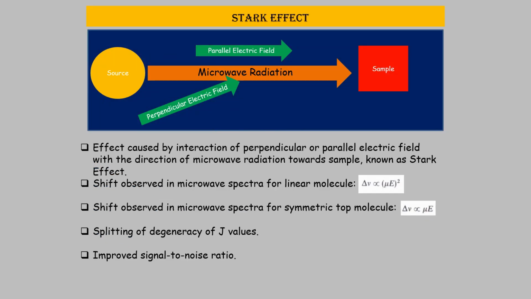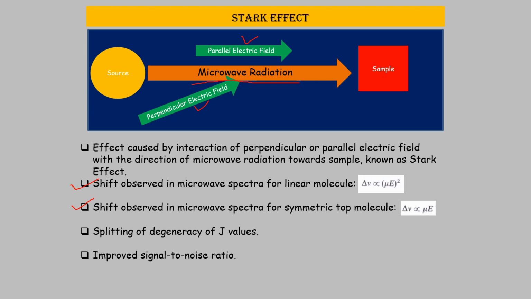Now we are going to discuss the Stark effect on microwave spectra. The Stark effect is the effect of an electric field, placed either perpendicular or parallel to the direction of the radiation beam across the sample. As a molecule with a permanent dipole moment is eligible for rotational spectra, the electric field can perturb the spectra, and due to the Stark effect a shift in the spectra is observed. For a linear molecule we see the shift with respect to mu times E squared, and for a symmetric top the shift is proportional to mu times E.